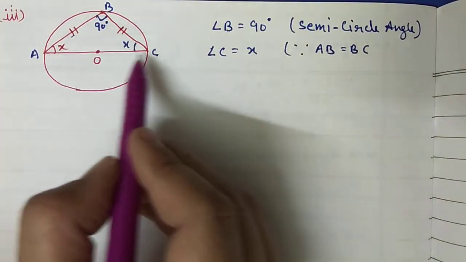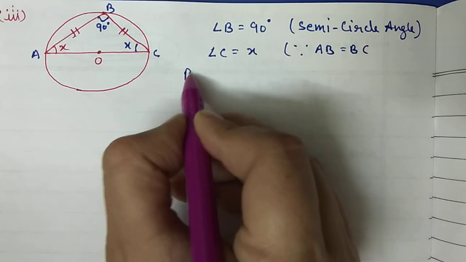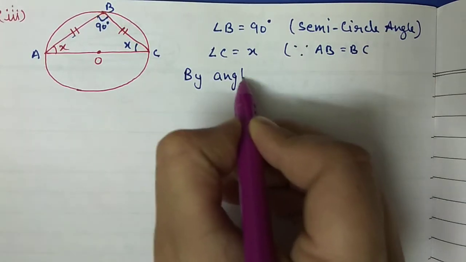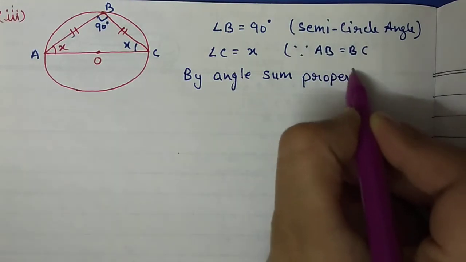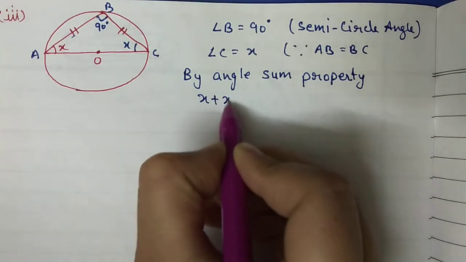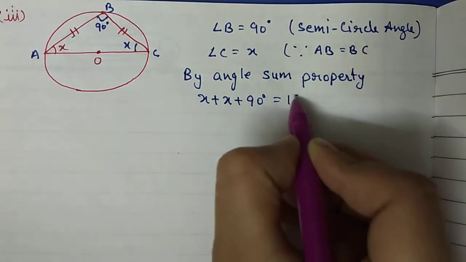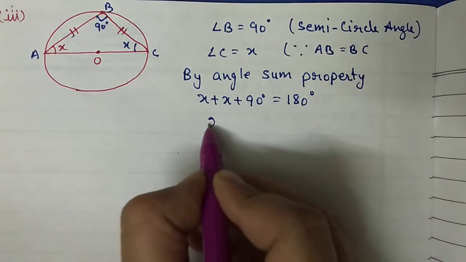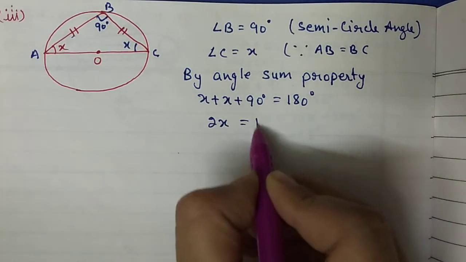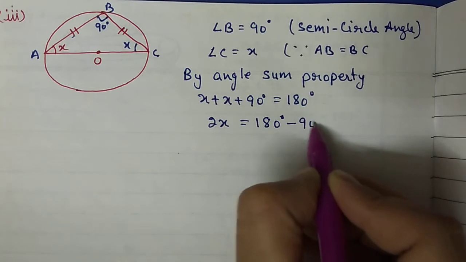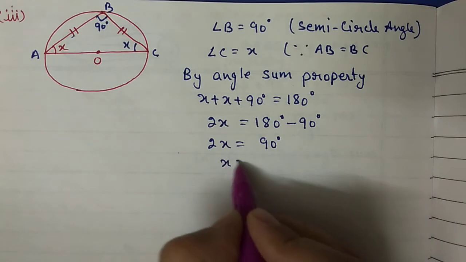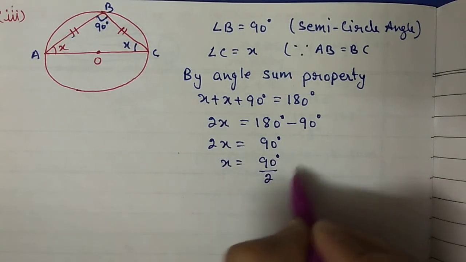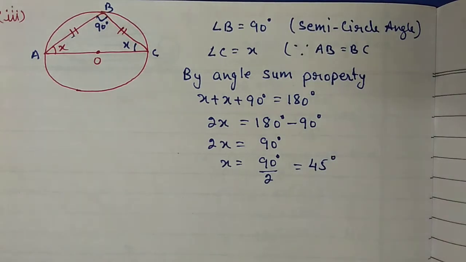Now we can use angle sum property in this triangle. So by angle sum property, x plus x plus 90 will be 180 degrees. x plus x will become 2x, and 90 we can shift to the other side. We'll go for subtraction. So 2x is equal to 90 degrees. So x will be 90 divided by 2, means 45 degrees. These two angles are equal to 45 degrees.